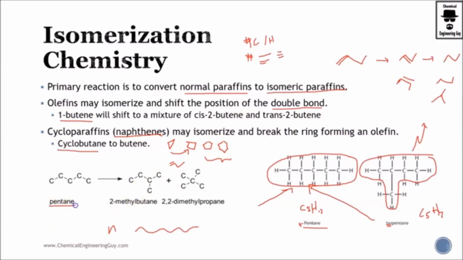So here's an example. N-pentane can be converted to 2-methylbutane. Why butane? You have the longest chain, which is butane, a 4-carbon chain. And in the second carbon, you have this other carbon, a methyl branch. Or 2,2-dimethylpropane. Propane stands for the longest chain, which is 3-carbon. And in number 2, we have a methyl branch, and a second methyl branch. So that's why 2,2-dimethylpropane.